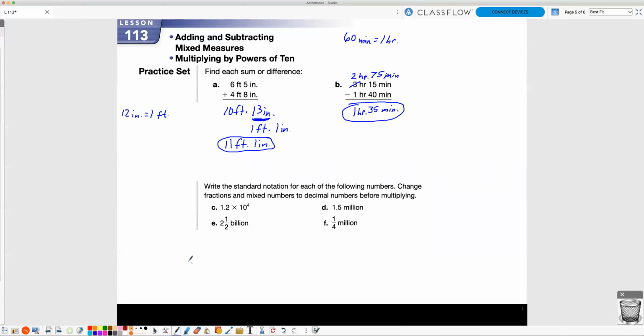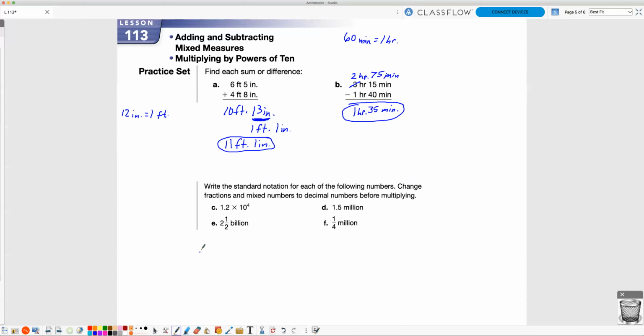All right, for letter C, D, E, and F, write the standard notation for each of the following numbers. So standard notation, if you remember from the lesson there, it said just move the decimal place the number of exponents, or the number in the exponent there. So it's 4 places. We're moving it to the right because we're multiplying it. So I'm going to put 1 and 2, and I'm going to start my pencil in this position right here. I'm going to move the decimal to the right 4 places because that's the number in the exponent.